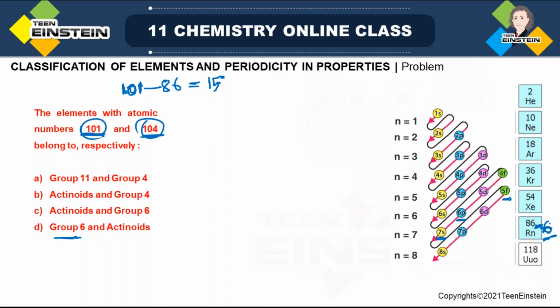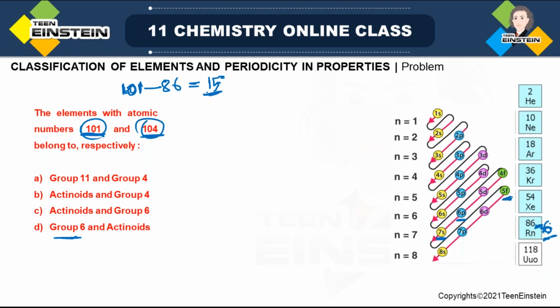These 13 electrons must be in 5f, because the 5f capacity is 14. So it must be from the actinoids because it is a 5f element, right? Now what about the next atomic number, 104? Now 104 means 3 more electrons are present.